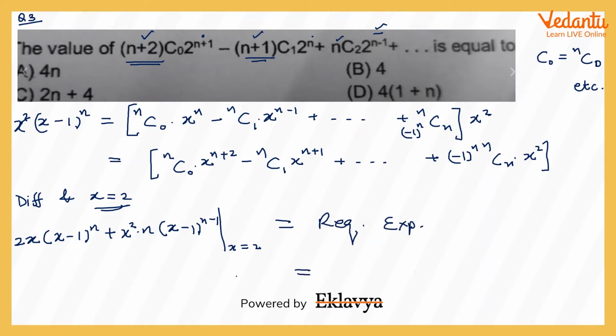So what we will get, if I put x is equal to 2 here, it will be 4, this will become 1 only, plus this will be 4n. So the answer for this will be D, 4 into 1 plus n.